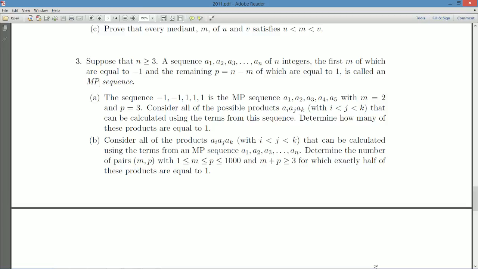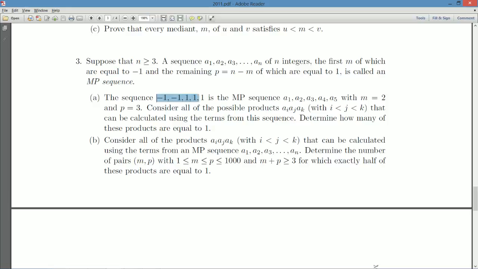Consider all of the possible products ai times aj times ak with i less than j less than k. So these are being multiplied together, but they're in a specific order. So consider all the possible products that can be calculated using the terms from this sequence. Determine how many of these products are equal to 1. Okay, seems straightforward enough. How many will there be?